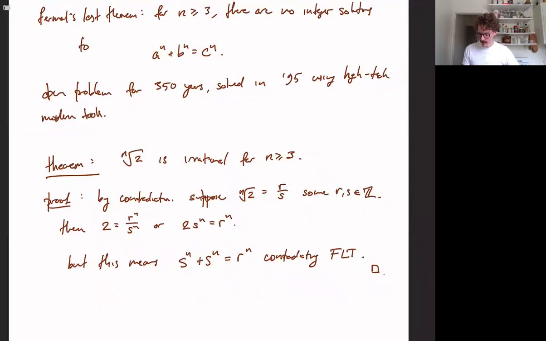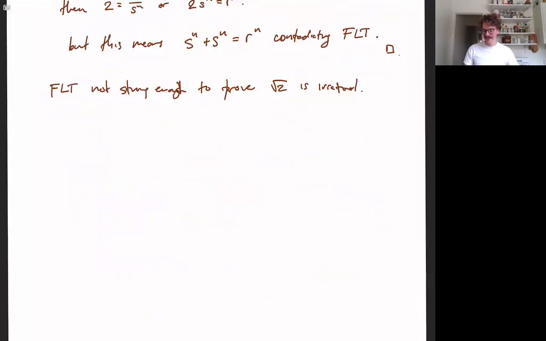Unfortunately, Fermat's last theorem is not strong enough to prove that the square root of 2 is irrational. For that, you will need a different technique. Very nice. All right, let's do another example of this ridiculous kind of thing.